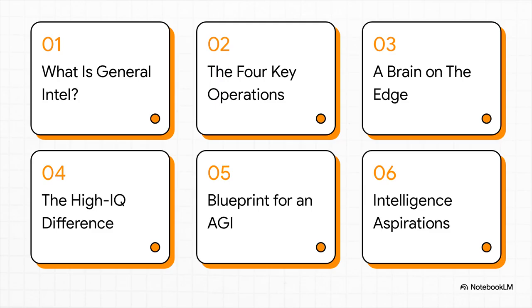All right, so here's our roadmap. We're going to kick things off by defining general intelligence. Then we'll break down the 4 key operations that make it work. After that, we'll dive into the biology behind it, see how it's different in high IQ brains, and finally, we'll look at what all this means for building an AGI and what the ultimate purpose of intelligence might even be.